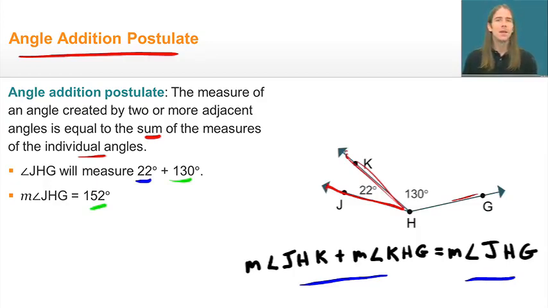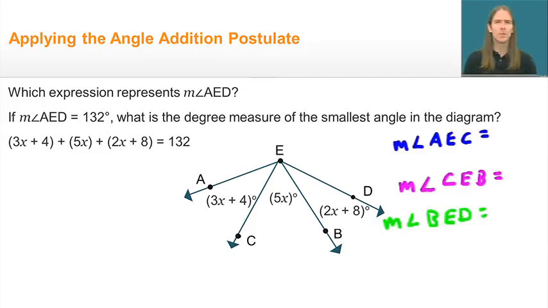Next, let's see what we can do when we're given a more challenging problem. Here we have three adjacent angles, and each of their measures is given by an expression. We are furthermore told the measure of the outside angle, angle AED. And then we're asked to find the measure of the smallest angle in the diagram.